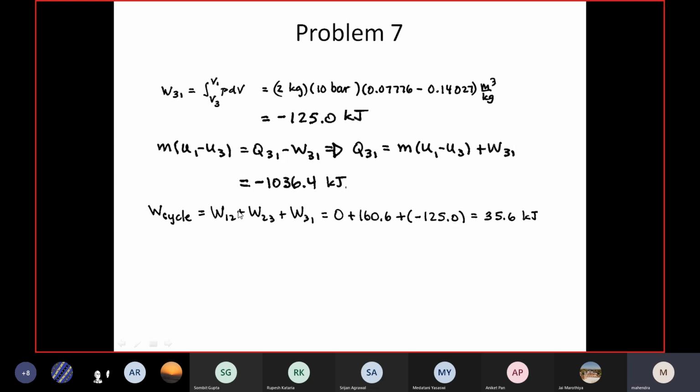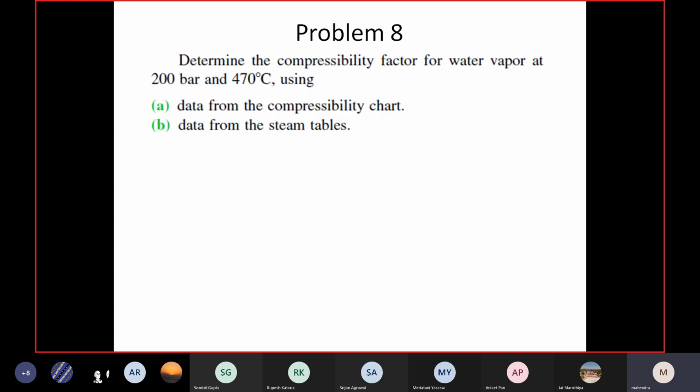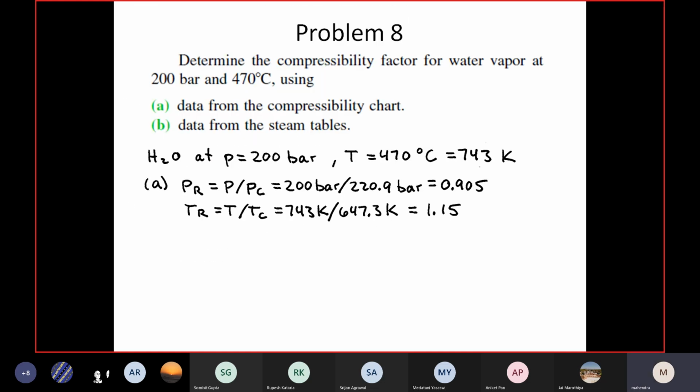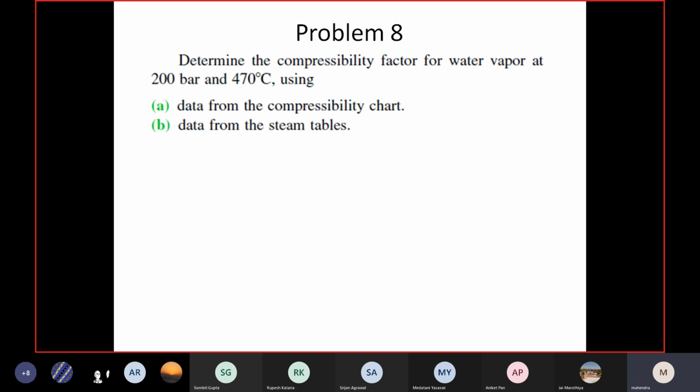We have summarized, or otherwise added, all the work derived in all three processes. Finally it is coming as a positive value. So we can conclude this cycle is a power cycle. This is about problem number 7. Okay. So problem number 8 is very simple. This is about the compressibility factor, that Z we have calculated, we have seen, right? So here certain data is given.